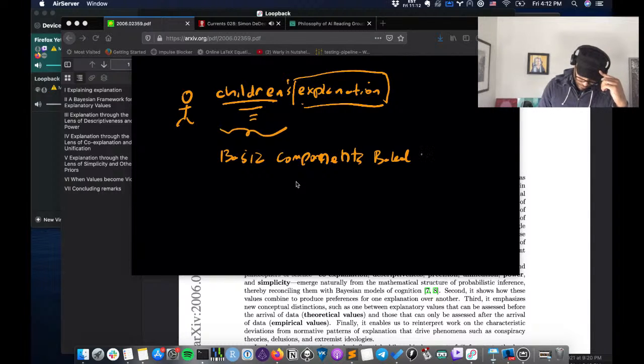Going a little further into your paper, you talk about two descriptive lenses or explanatory lenses for explanation: the lens of description and the lens of power. Why don't we talk about those a little bit?